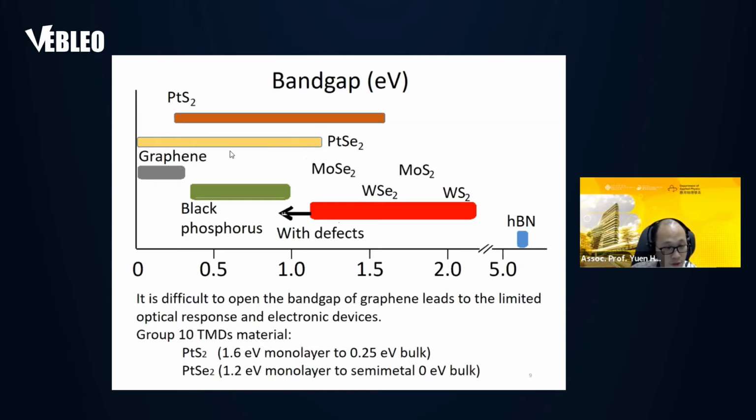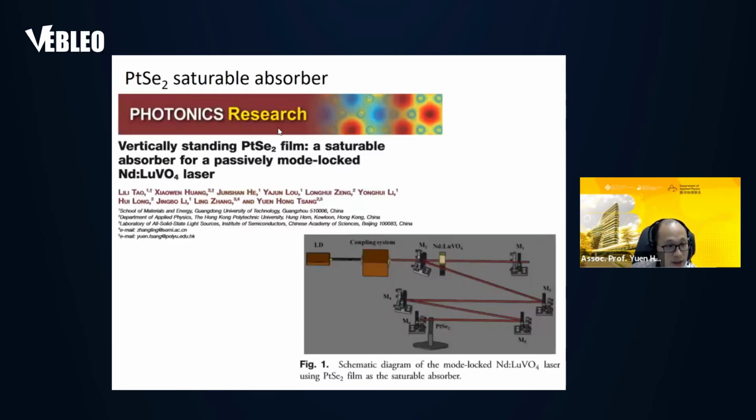So you can also use it for other applications like photodetectors and things like that. This is our pioneering work using this PtSe2 material as a saturable absorber, which was published in Photonics Research. We actually use this material inside our Nd:vanadate crystal. This is a crystal laser, so that's why we can have a pulse energy that is a little bit high.